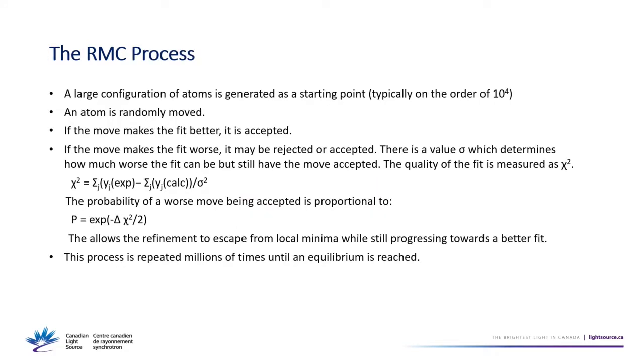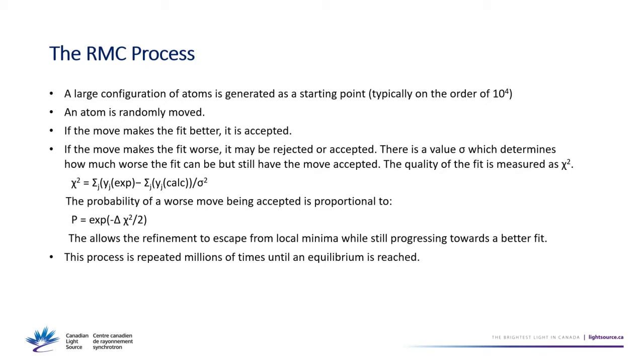So first I'm going to describe exactly what the reverse Monte Carlo process is and how it works. First thing you do is you make a large configuration of atoms, typically tens of thousands. And then you randomly move an atom, usually by a pretty small amount. If the move makes the fit better, then that move is accepted. If it makes the fit worse, it could be accepted or rejected. And this is important because this gets you out of local minima. If you didn't have this process, you would just go immediately to the local minimum, which is almost certainly not your global minimum. So this gets you exploring the whole space, but still moving towards a solution.